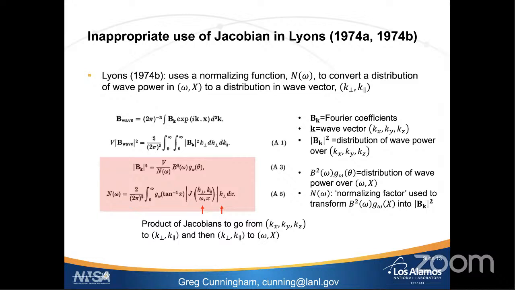So in Larry Lyons' later sole-authored papers in 1974, he allows the distribution function in frequency and wave normal angle to be arbitrary by letting the wave normal angle function g depend on both frequency and wave normal angle. The normalizer used here to relate the two distribution functions, though, is an integral of the Jacobian rather than just the Jacobian.